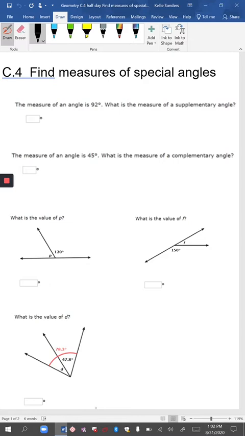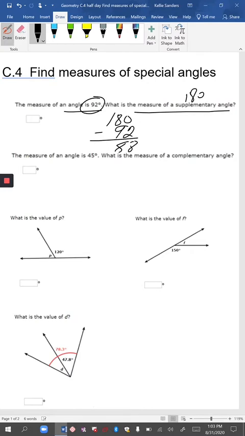Okay, so the measure of an angle is 92 degrees. What is the measure of the supplementary angle? Supplementary means 180. So there's two angles that add up to be 180, and one of them is 92 degrees. What would we do to find the other one? We would subtract. 180 minus 92 is 88. 88 would be your answer.